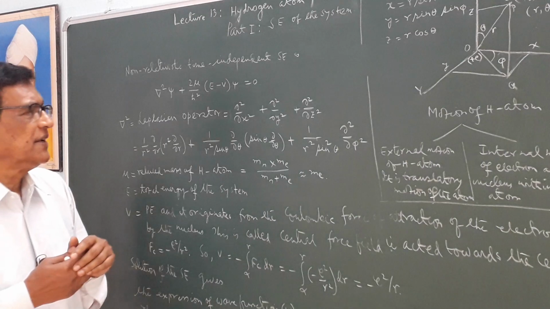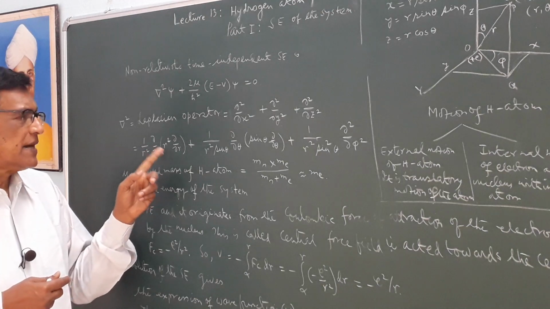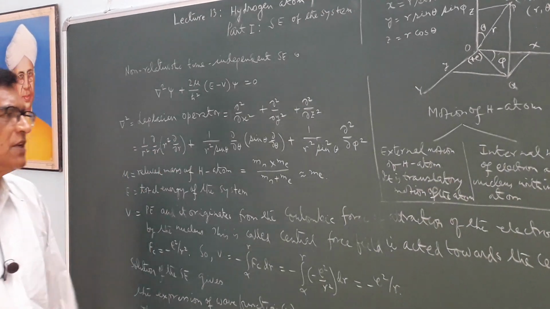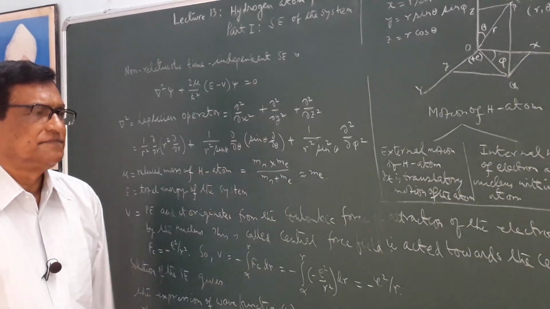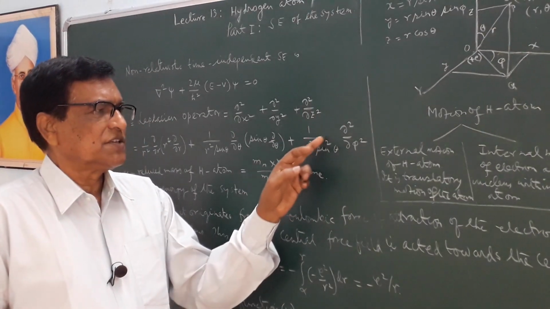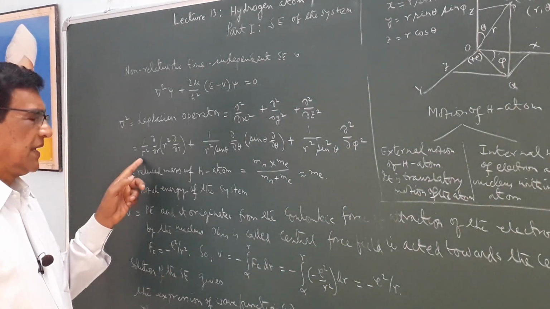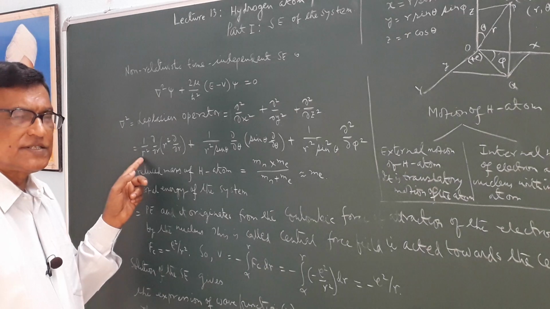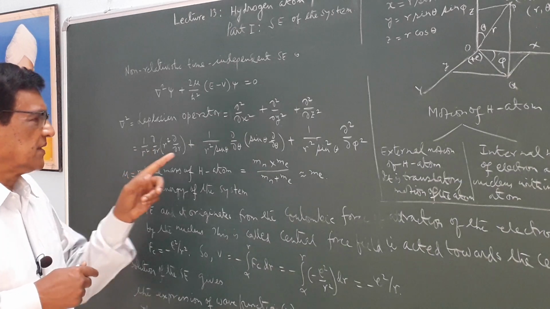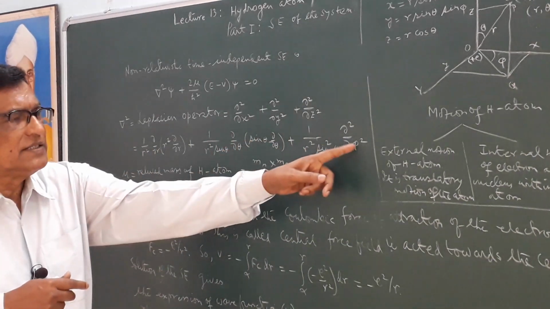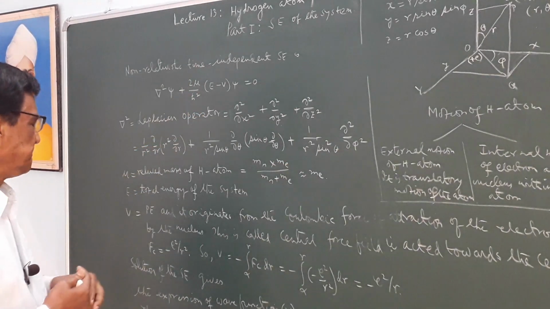In polar coordinates, it is given by 1 by r square del by del r of r square del by del r, plus 1 by r square sin theta del by del theta of sin theta del by del theta, plus 1 by r square sin square theta del 2 by del phi square. And r is the radial distance, meaning the distance of the electron from the nucleus, theta is the zenith angle, and phi is the azimuthal angle. These are the three coordinates in the polar system.